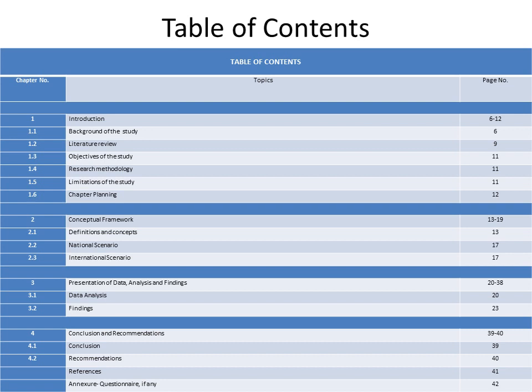mentioned. So you have to just copy your table of contents. So you will write introduction consists of background of my study, literature review, objectives, methodology, limitations. Chapter 2 consists of national and international scenario. Chapter 3 consists of data analysis and findings.